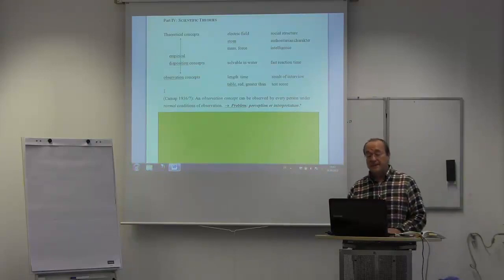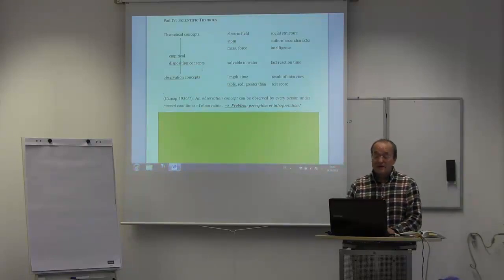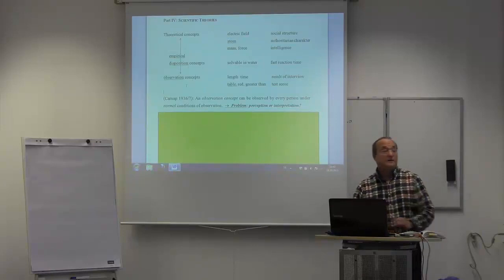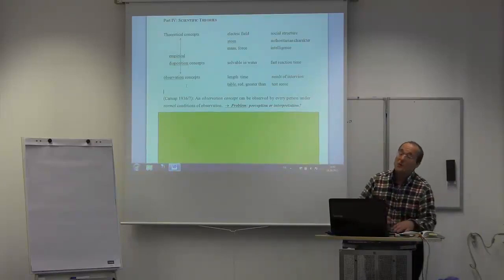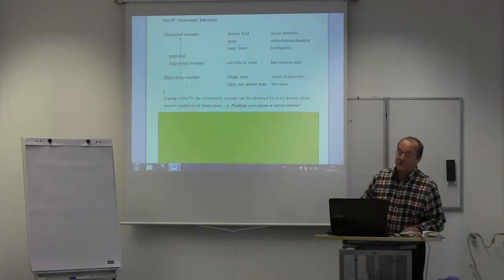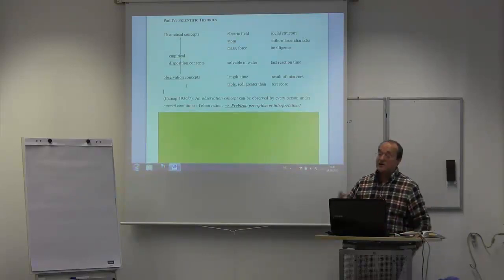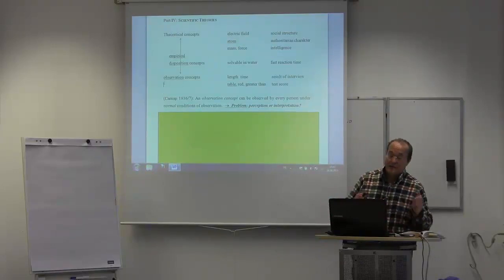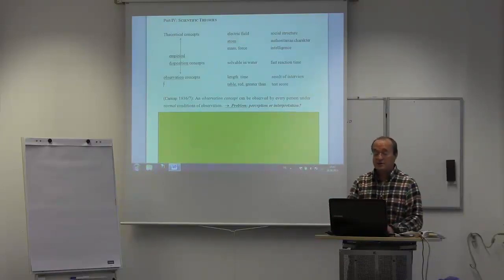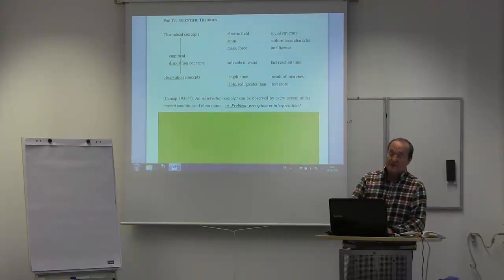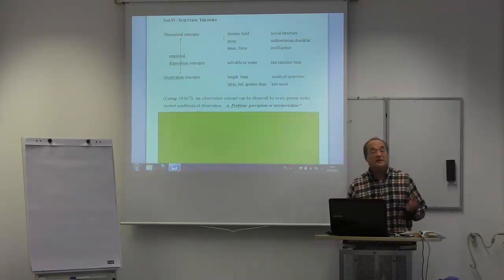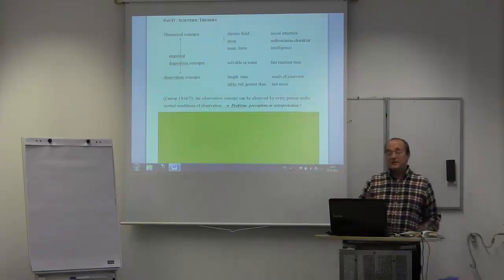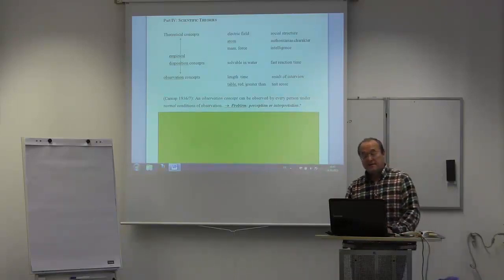So I already said that of course the separation criterion is gradual, so you have more or less observation concepts, or concepts which are more or less observable. At the lowest end of the scale, the most observable concepts are common sense concepts like table, red, greater than, these concepts here, right? And concepts like electric fields are no doubt totally theoretical, but how could you discriminate that?